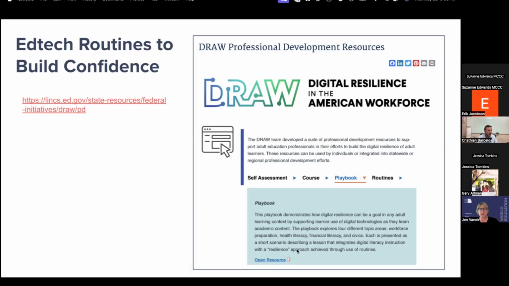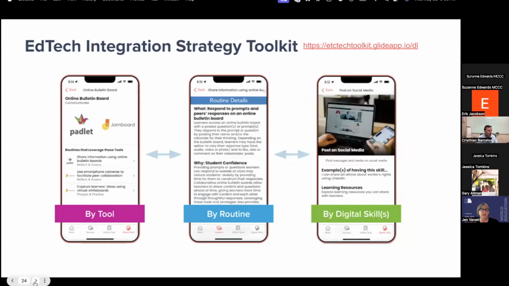You can read about the use of the routines embedded in one of these lessons, and then you can also get access to the routines themselves and a routine template, so you could actually create your own routines. Another place to find routines is in our EdTech Integration Strategy Toolkit.